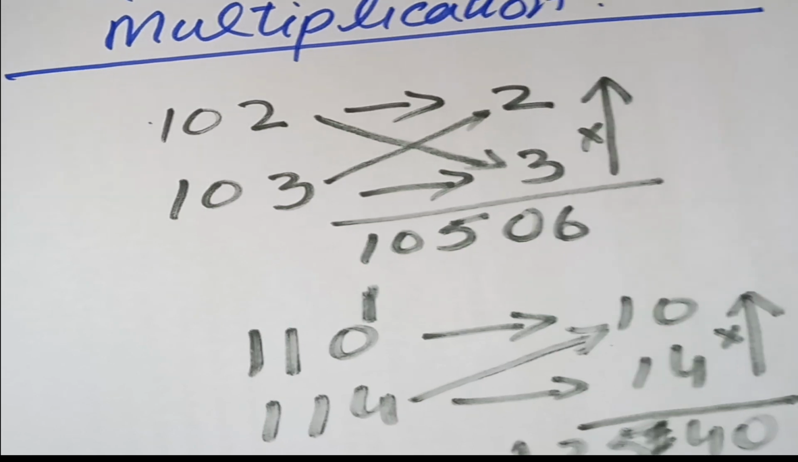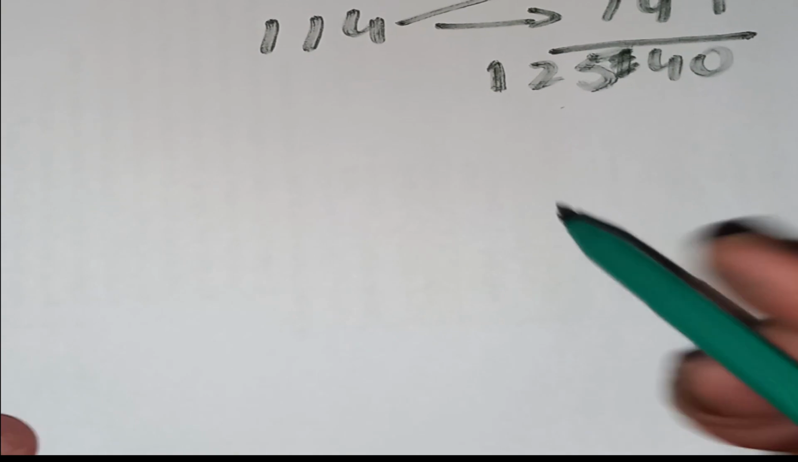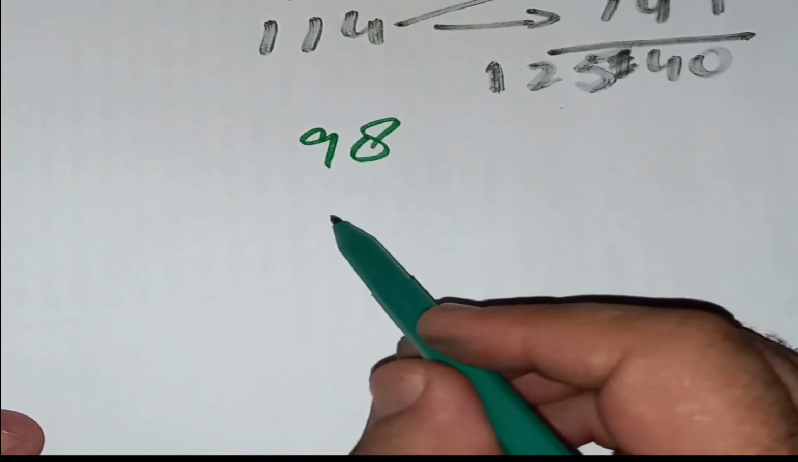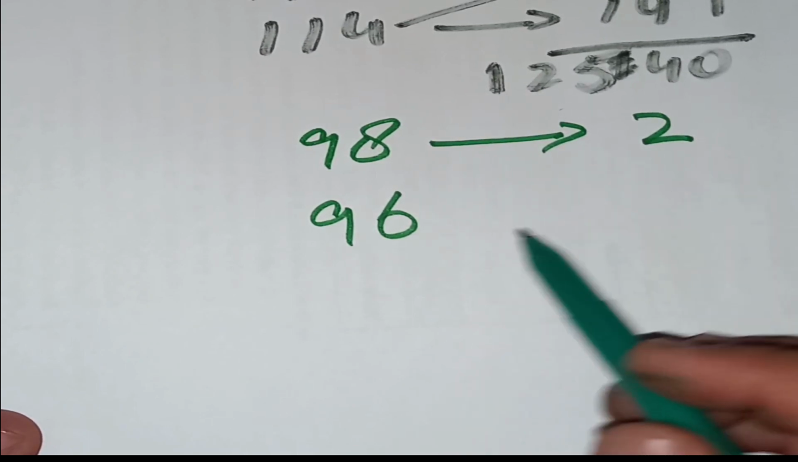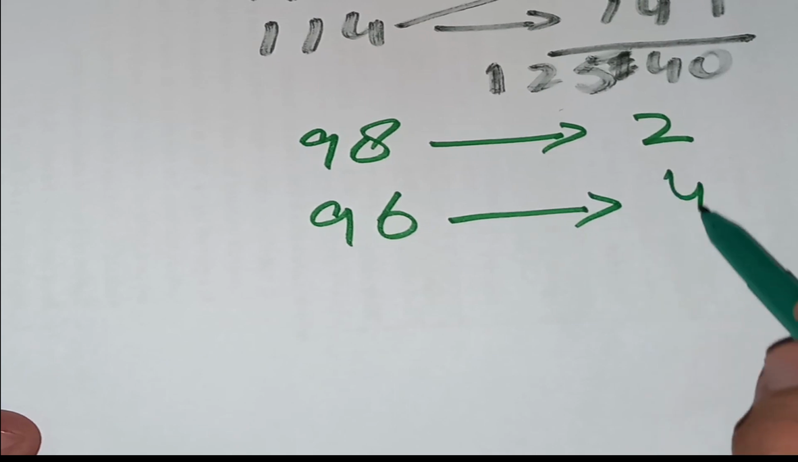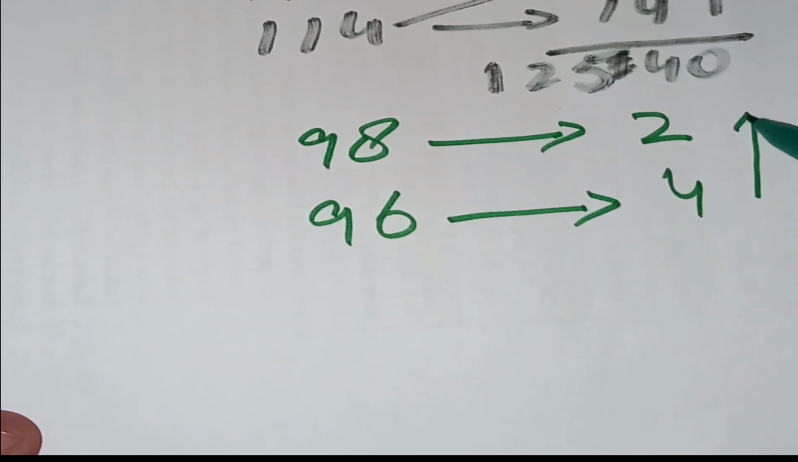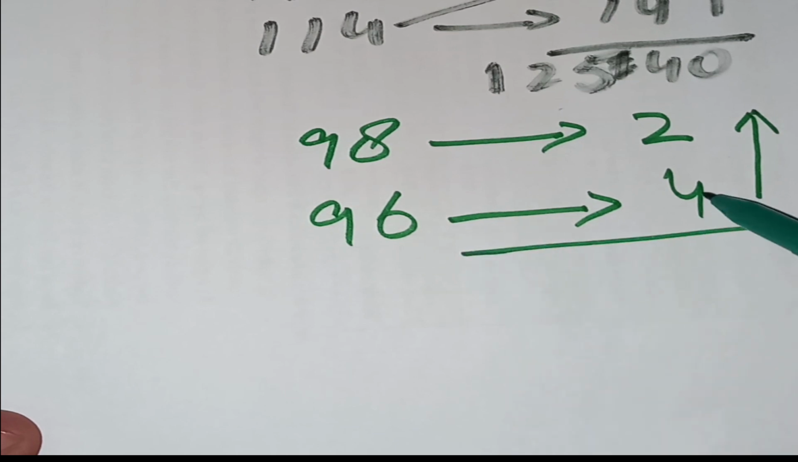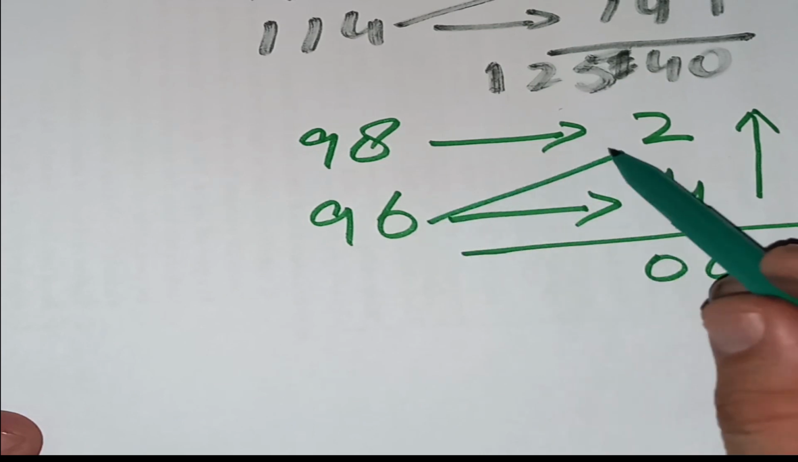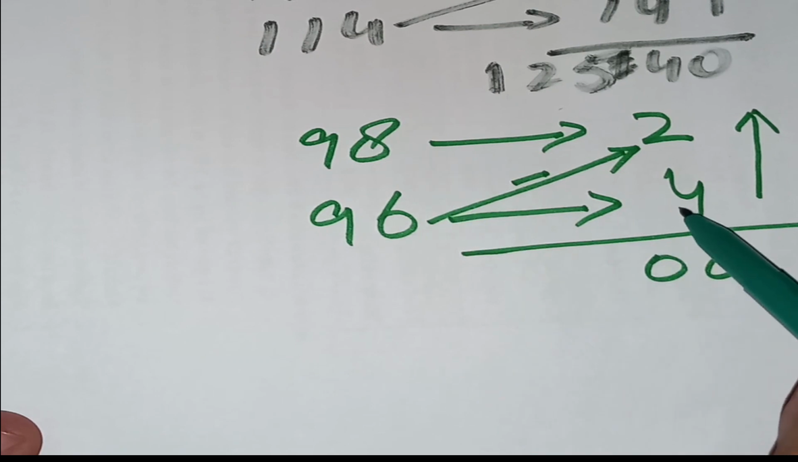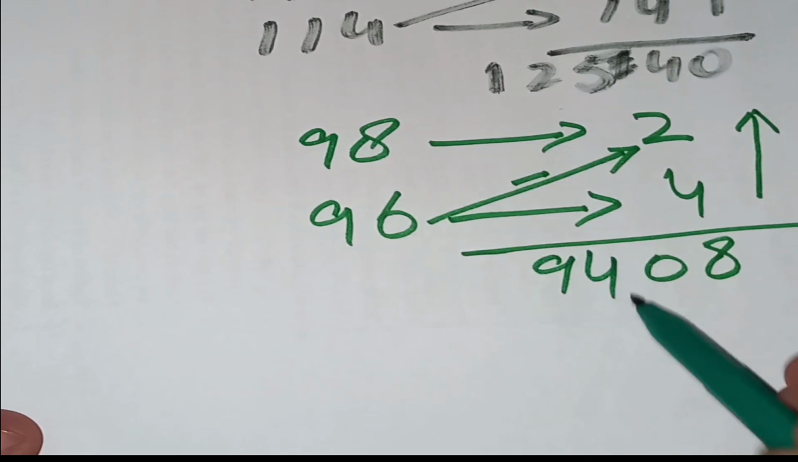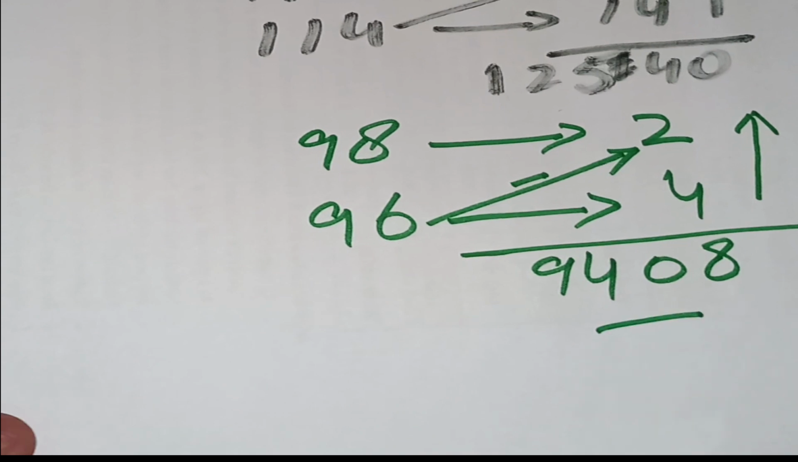Let's take another two numbers, 98 and 96. This is 2 less than 100, and this is 4 less than 100. We will multiply these two and write in 2 digits. 4 twos are 8, so we write 08. Then 96 minus 2, or 98 minus 4, in both cases we will get 94. So that is the answer.